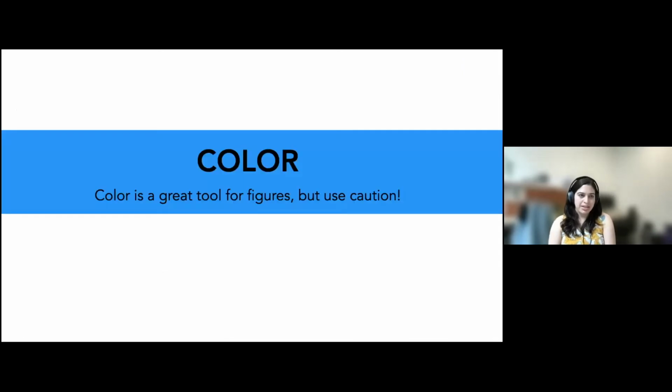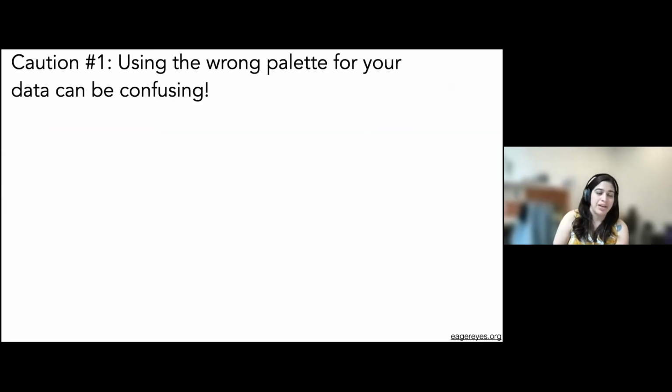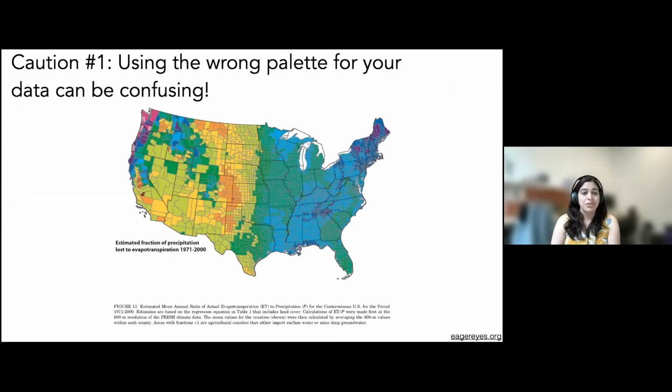And as I said at the beginning, color is great, and I really like using colors in my figures, but you have to use caution, because we have a lot of preconceived notions about color. First, one thing I've mentioned a few times is that using the wrong palette for your data can be confusing. So if I show you this map, which shows the estimated fraction of precipitation lost to evapotranspiration from 1971 to 2000, try to understand the patterns here, and then I'm going to show you what the colors mean in a second.